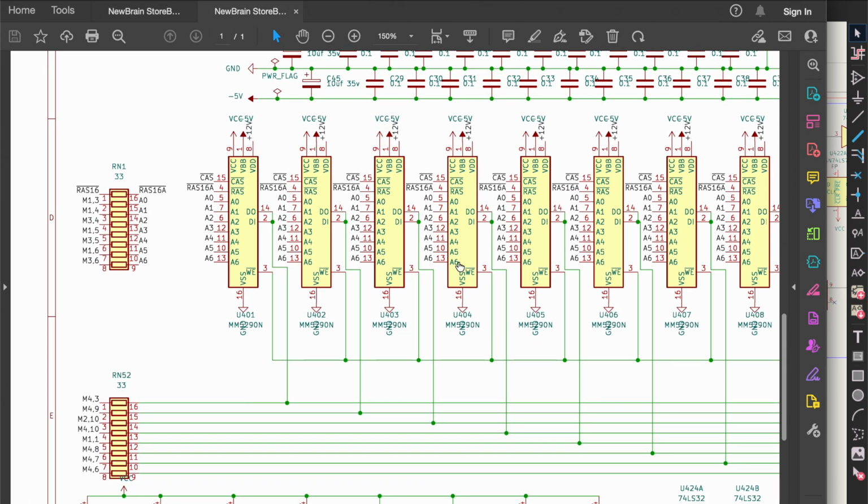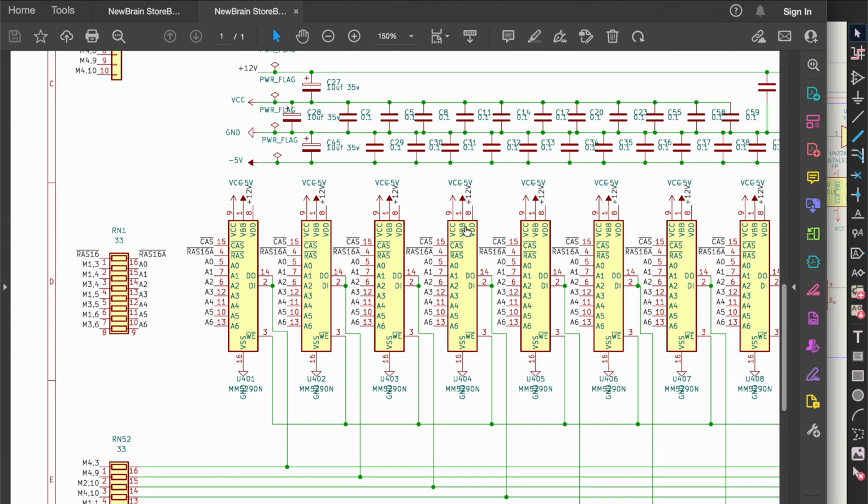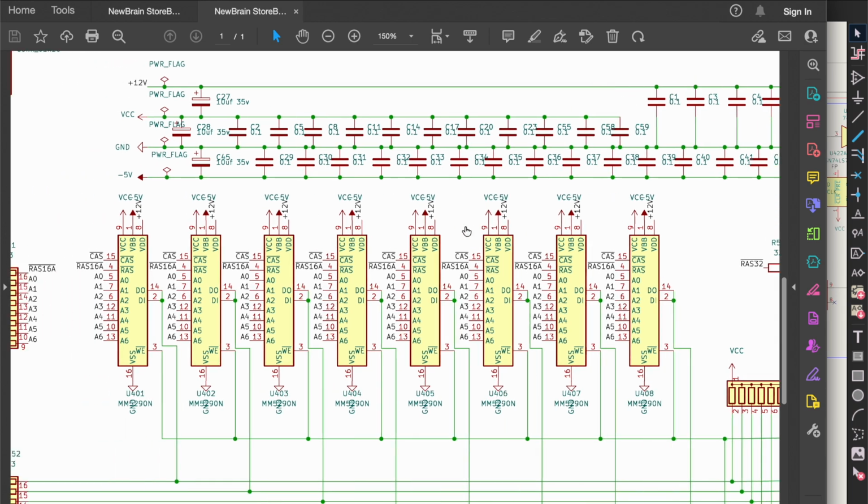So this isn't a tutorial in KiCad, and it isn't a tutorial on digital logic design. I'm not an expert in either. I'm just fumbling along trying to learn something. So what's the problem we're trying to solve?